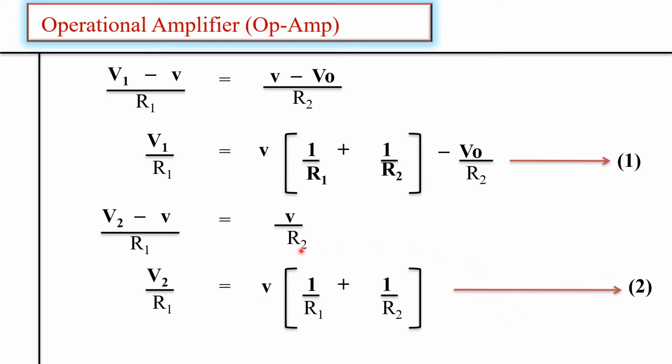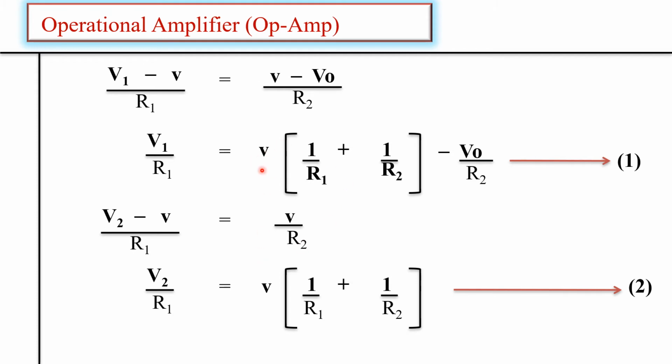Now we got the value of V into (1 upon R1 plus 1 upon R2). We will substitute in this. Why are we substituting this? We want output in terms of input. So what are our inputs? V1 and V2. What is our output? V0. So we will eliminate V by substituting the value of this.